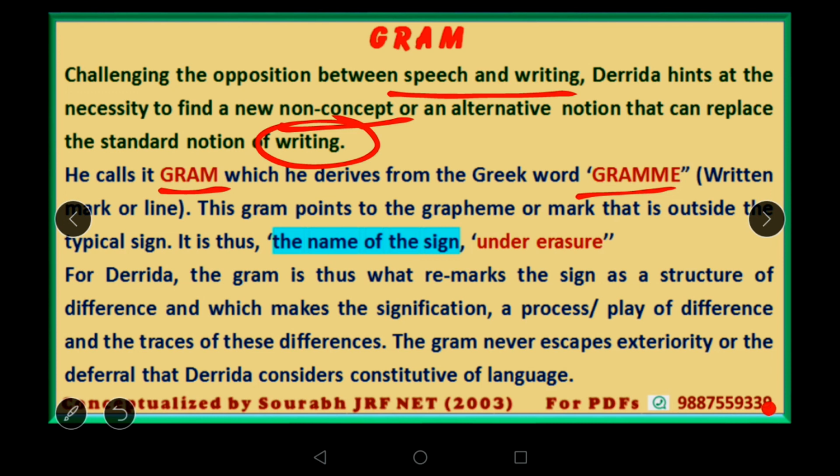Okay, so something which you find is inadequate to complete the sense, there comes the role of gram. It is the trace which is always there but which is invisible. It is the difference which always delays the final meaning of a particular signifier. Derrida के हिसाब से gram is what remarks the sign as a structure of difference which makes the signification a process or play of difference and traces of these differences. Gram never escapes exteriority or the deferral that Derrida considers constitutive of language, which means each mark, each gram, each trace, each difference leads to another such mark, another such trace. So this deferral process, this delaying, this taking over to the next term always continues.